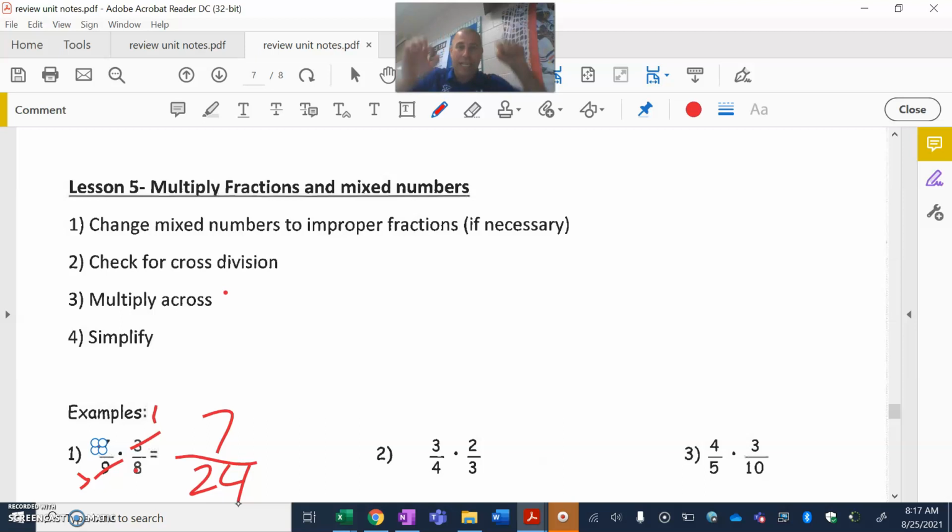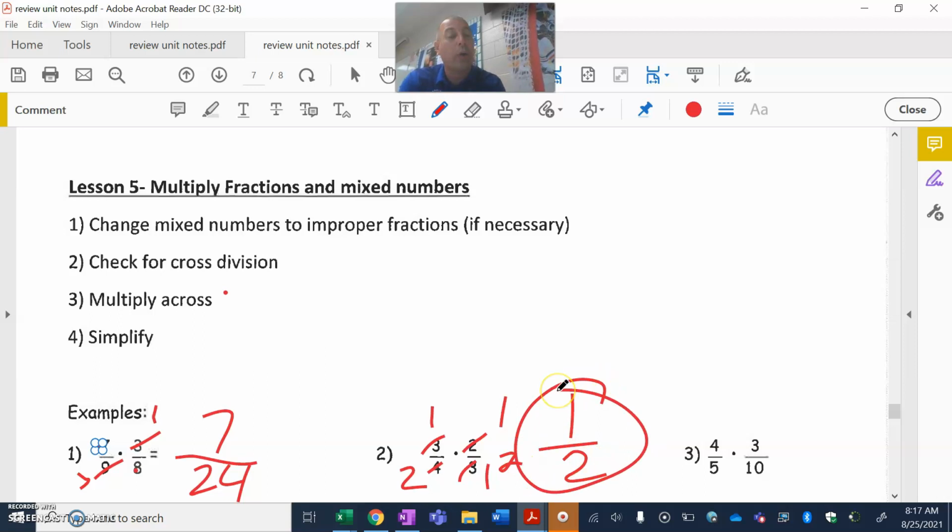Again, looking on those diagonals there, what can we do? So I'm going to start with the 3's. Well, what can you divide a 3 by? Well, we can actually still divide them by 3. So 3 divided by 3 is a 1. 3 divided by 3 is a 1. Check out the 2 and the 4. Who can you divide them both by? Well, we can divide them both by 2. 2 divided by 2 is a 1. 4 divided by 2 is a 2. Let's multiply across. 1 times 1, 2 times 1, 1/2.